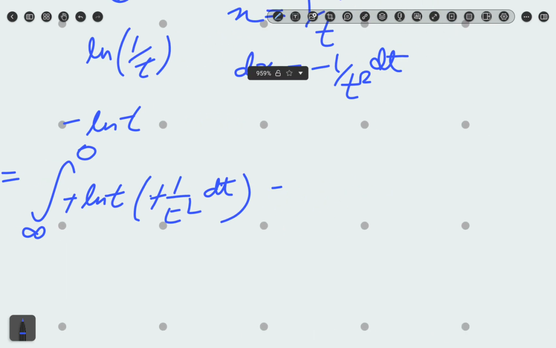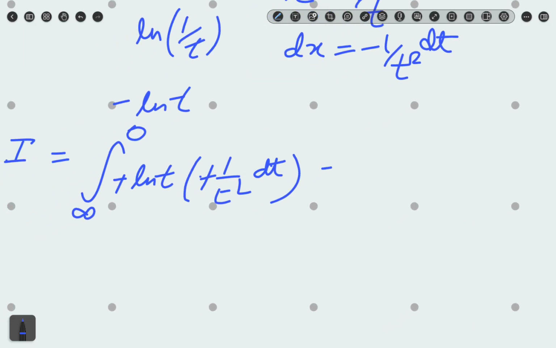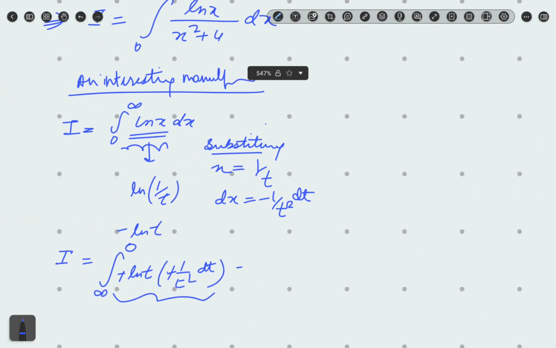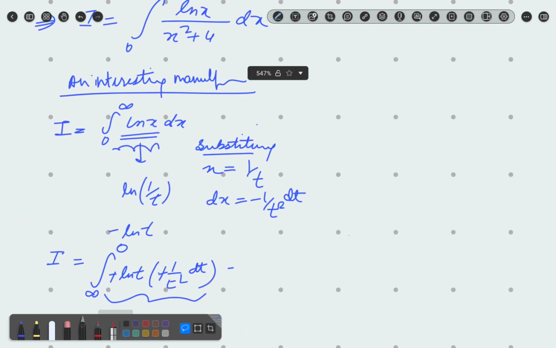So this manipulation is very helpful in some of the cases, right? So we are going to do the same manipulation.